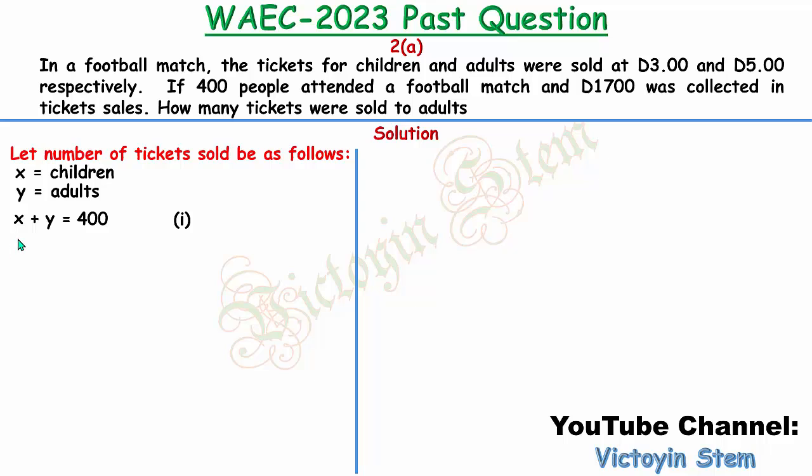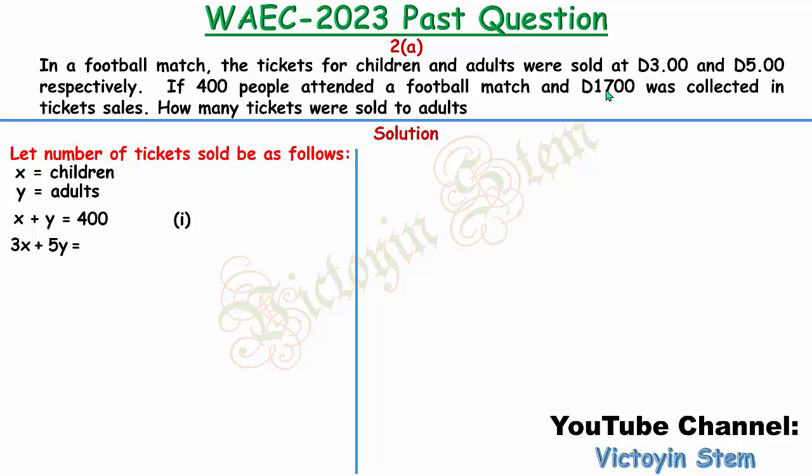And then the second equation can be gotten from the costs. The cost of the ticket for children is 3D per child and 5D per adult. Okay, so I'll have 3 times X. 3 times X means 3D multiplied by the total number of children plus 5 times the total number of adults, Y, and that will give me the total amount of money collected at the football competition.